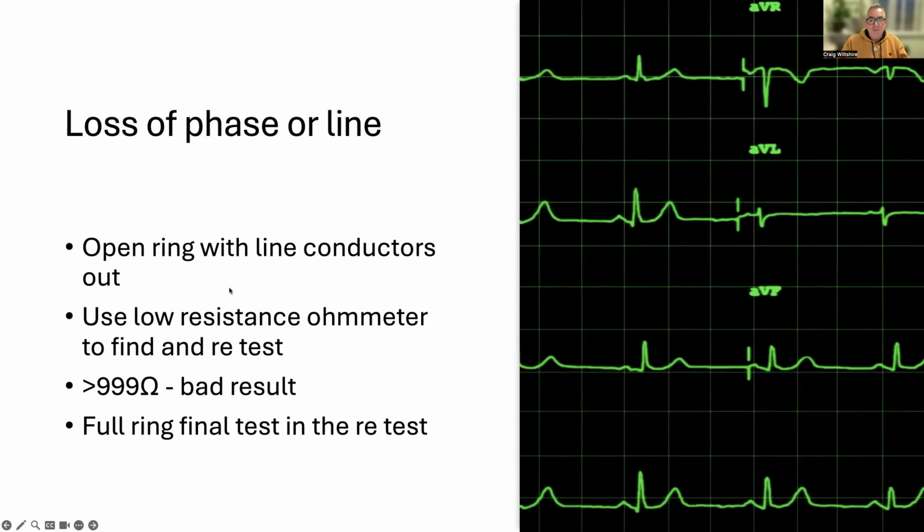And then you're going to go around, fix the fault, show the fault broken, so show the lines out. So you've got your loss of line and you're showing it. And then you're going to put them back in and then retest and job done. But let's do a full ring final test on the retest. So step 1, step 2, step 3, including all your calculations.